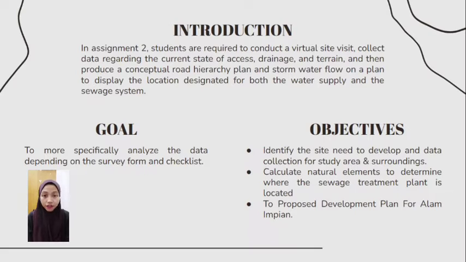For objective, we have 3 points. First, identify the site need to develop and data collection for study area and surrounding. Second one, to calculate natural elements to determine where the sewage system plan is located. And the last one, to propose development plan for Alam Impian.